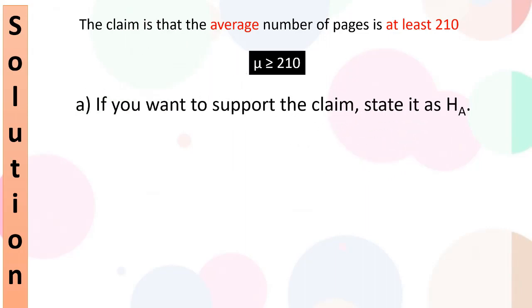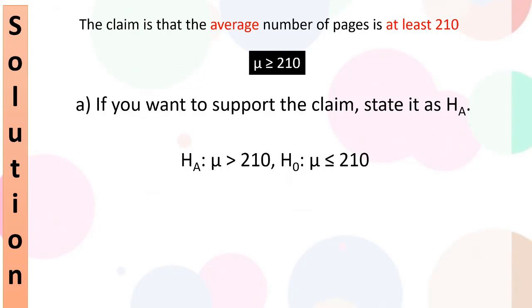So the first part is, what do we do if we want to support the claim? Well, if we want to support the claim, this has to be an HA. It's not an HA right now because of the or equal to sign. So to make it into an HA, we'll take the or equal to sign off, which would be mu greater than 210. That's going to be our HA, which would mean the H naught would be mu less than or equal to 210. So that's how we would write these hypotheses if we wanted to support the claim.